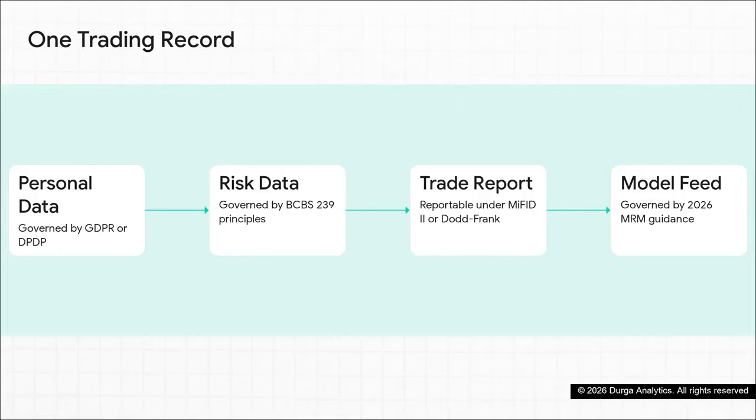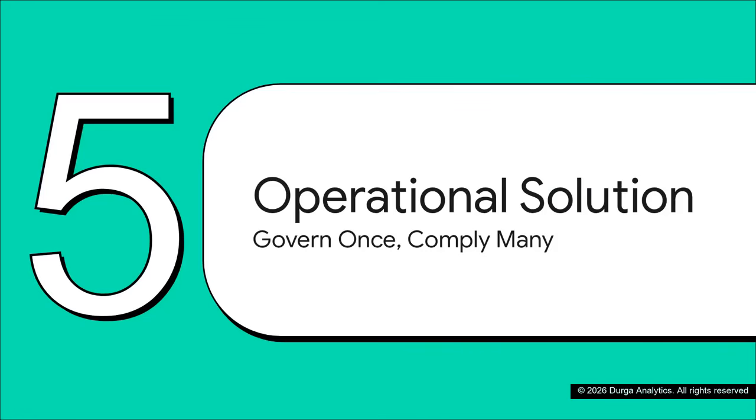Let's break this down step by step. A single client trading record acts as personal data governed by GDPR or DPDP. But at the exact same time, it's risk data under BCBS 239. It is also a reportable trade under MiFID II or Dodd-Frank. Oh, and it might feed a model governed by the 2026 MRM guidance. So, one single record is facing instruments of entirely different legal force, all at the exact same time. Wild, right?